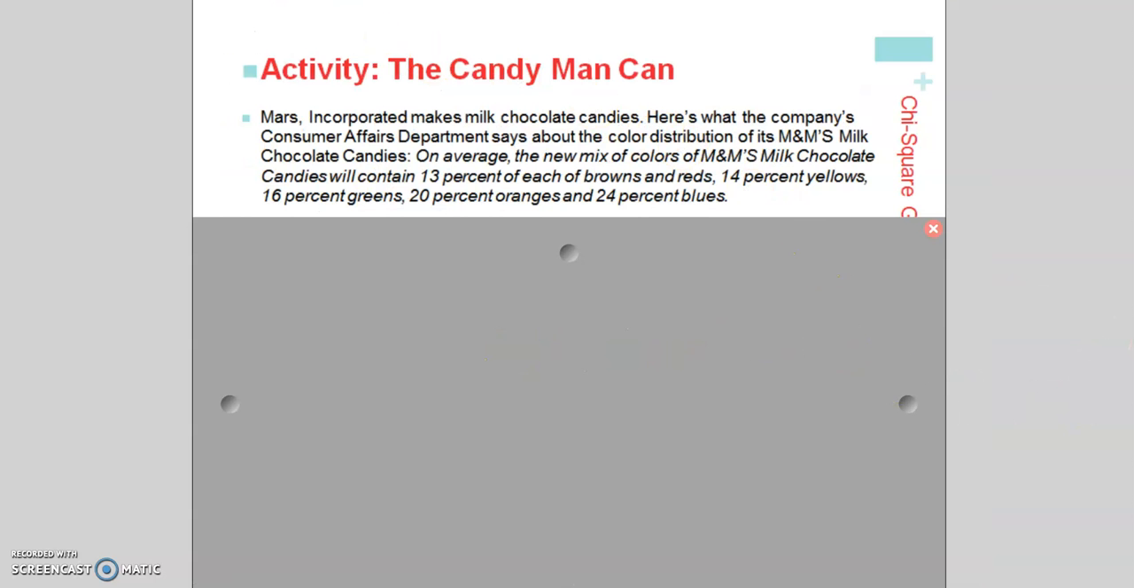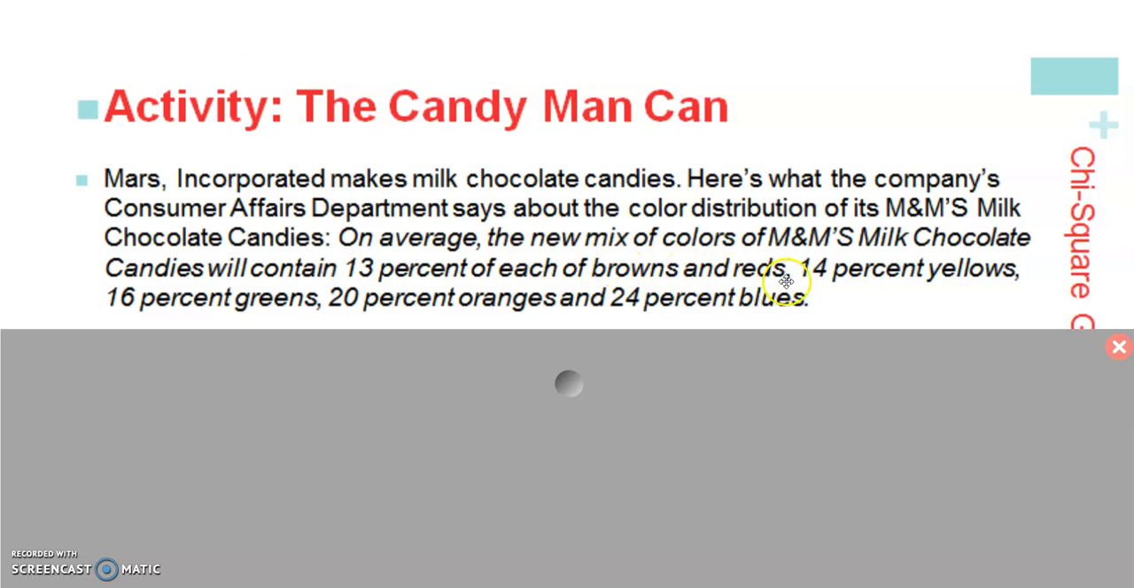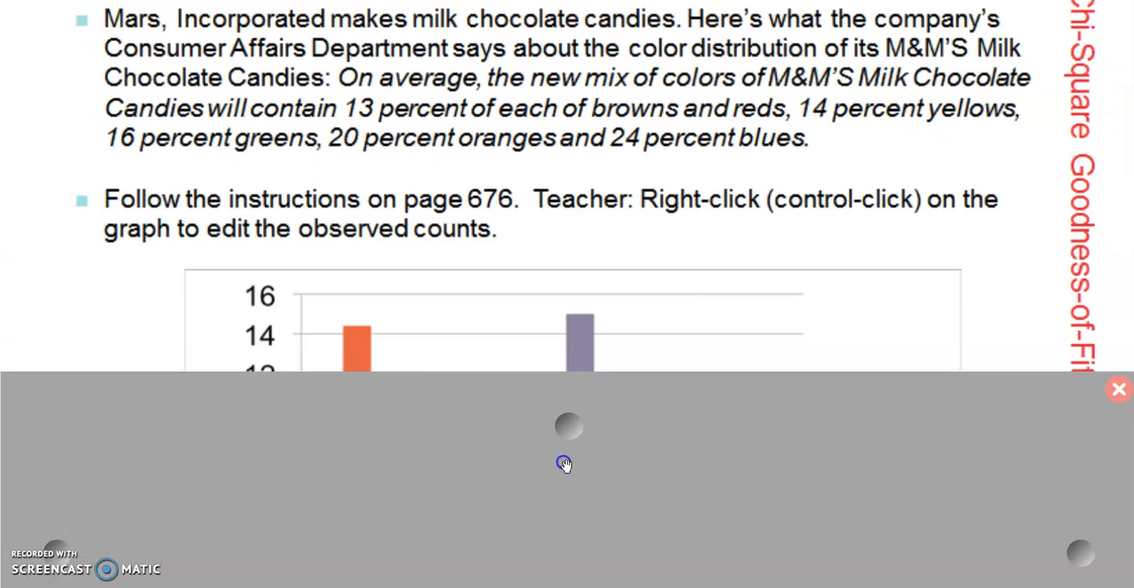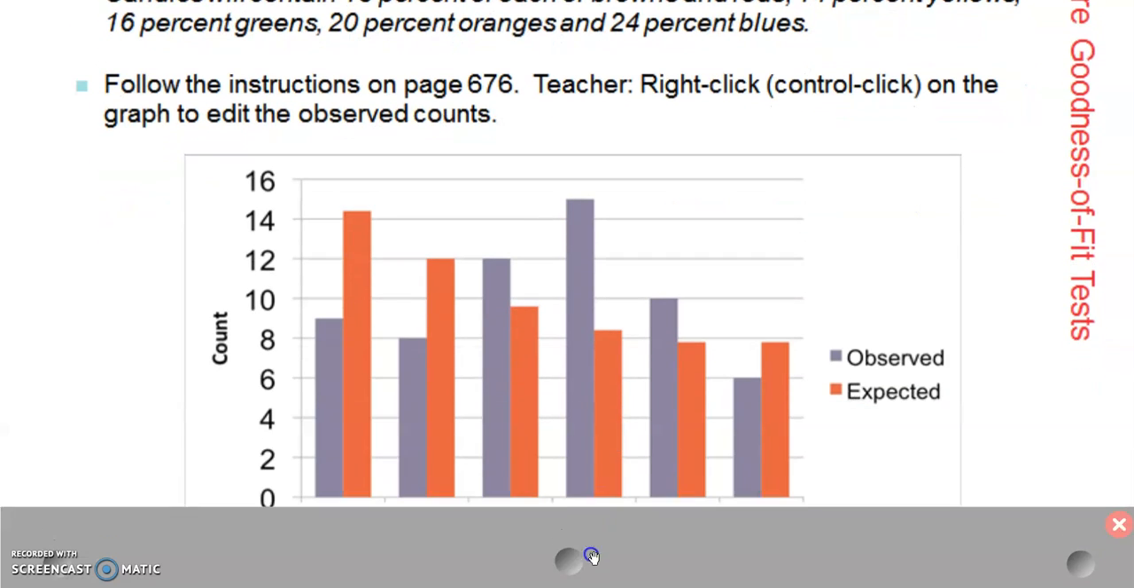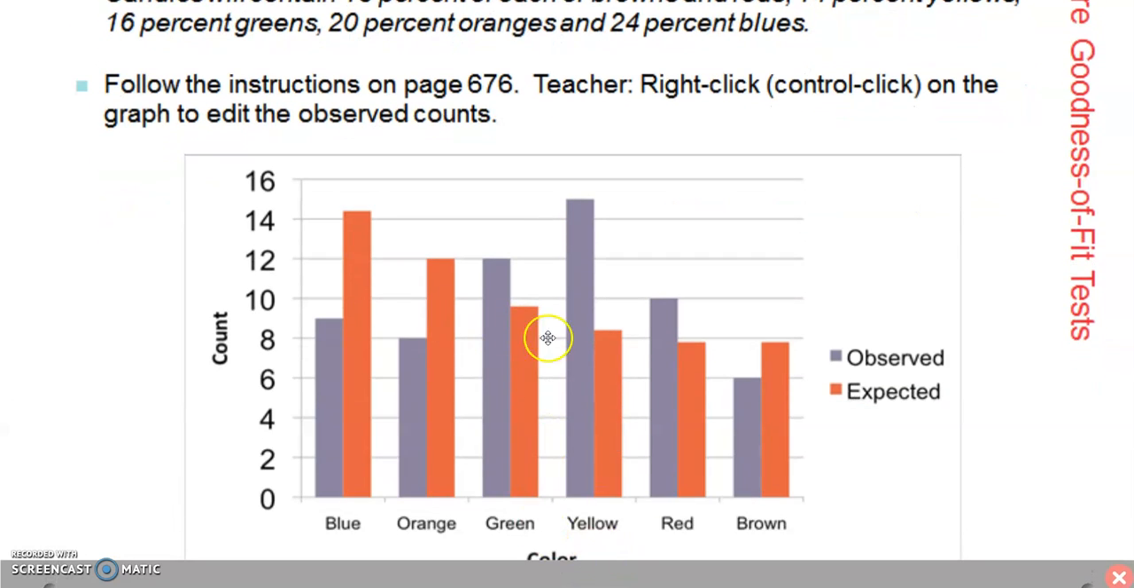So yesterday you did the Candyman activity. We had a distribution in mind. The Mars company says that here's what percent they put in their M&M bags for each of the 6 colors. Then I had you open a fake bag of M&Ms, and basically you might get something like this.